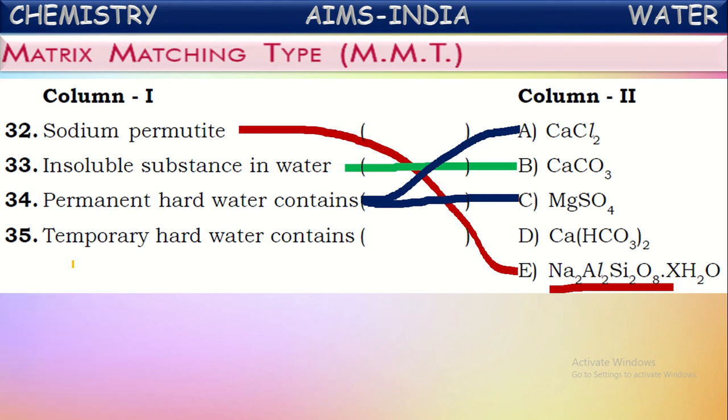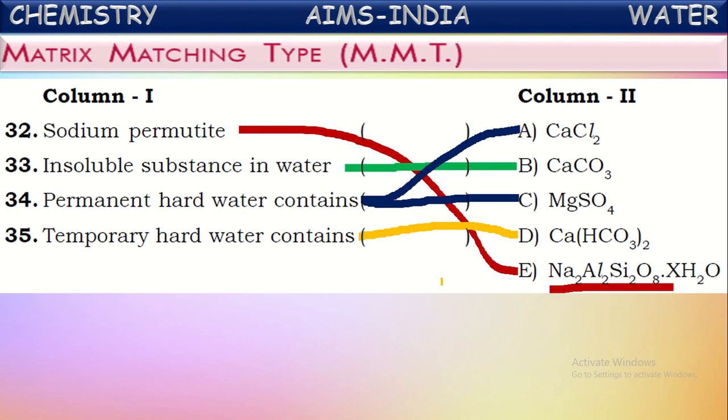another, the last one. Temporary hard water contains. What does it contain? Temporary hard water. By which chemicals is it caused here? The presence of bicarbonates of calcium and magnesium results in the temporary hardness of the water. Now here out of those, calcium bicarbonate is mentioned, isn't it? So this calcium bicarbonate is a chemical substance which is responsible for the temporary hardness of water. So this is matching.